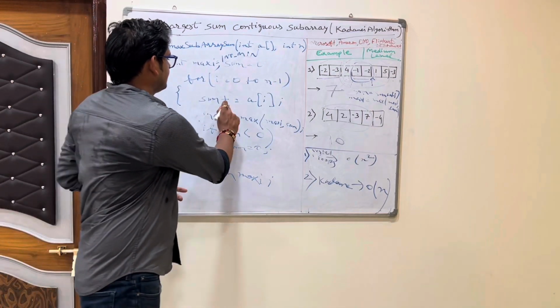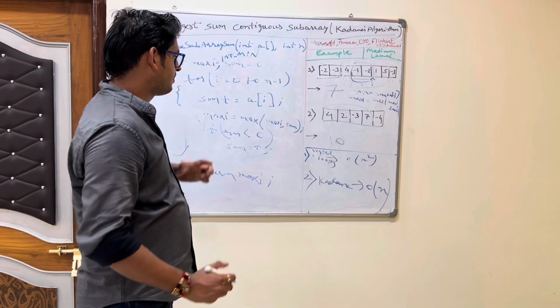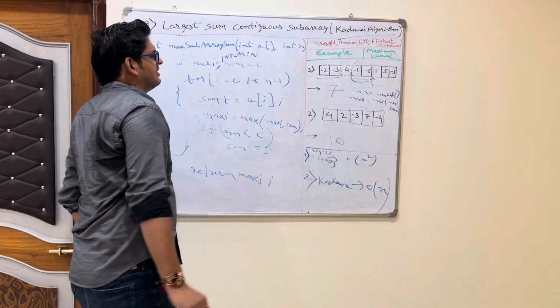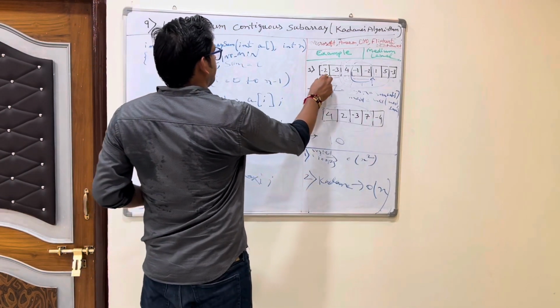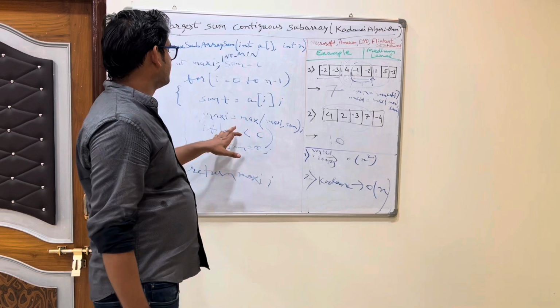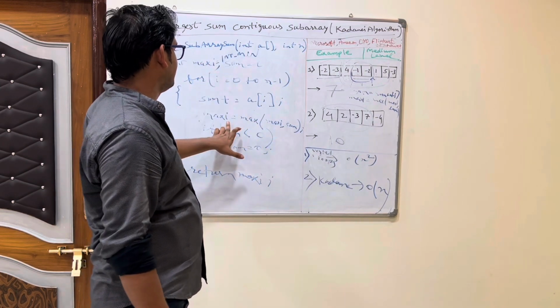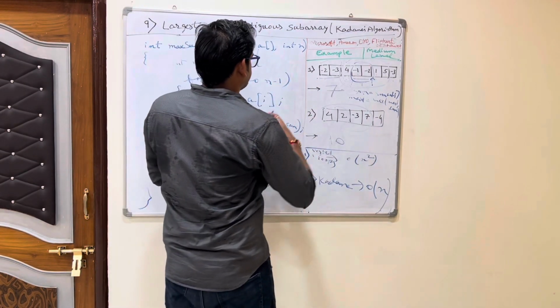Let's run this pseudocode for this example once more. So here we have assigned maxi as a minimum value and the sum is 0. It comes over here. Sum is minus 2. Is minus 2 lesser than the maxi current value? So yes. So the maxi value becomes minus 2. Right? Maxi becomes minus 2.